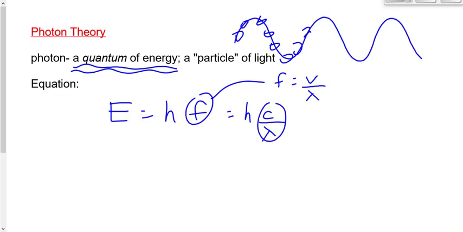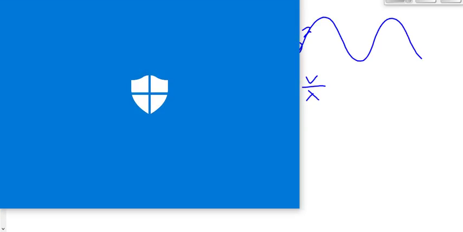f is the frequency, right? We know what that is. c is the speed of light. It's 3 times 10 to the 8 meters per second. Lambda is the wavelength, which is measured in meters. E is the energy of the photon, of a single photon of EMR.